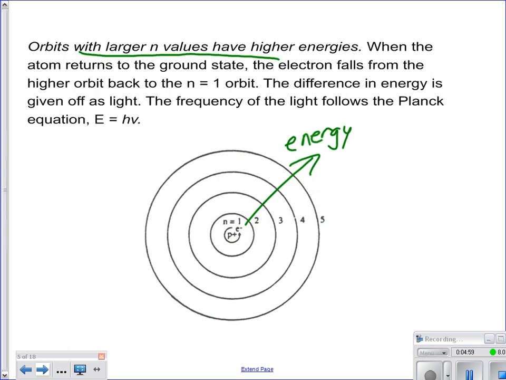So when the atom returns to the ground state, the electron falls from the higher energy level or the higher orbit back down to the first energy level. And in the process, the difference in that energy is given off as light. So it's the process of falling back down from an excited state to ground state that light energy is given off. And the frequency of that light is going to follow Planck's equation, which we talked about last lesson. So we can see that frequency is part of this equation right here.